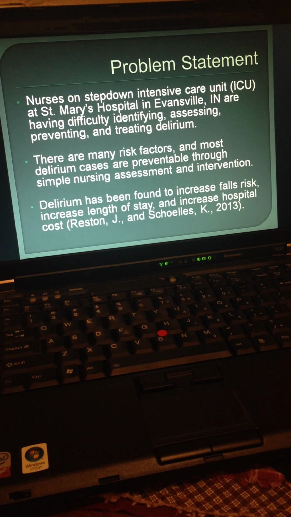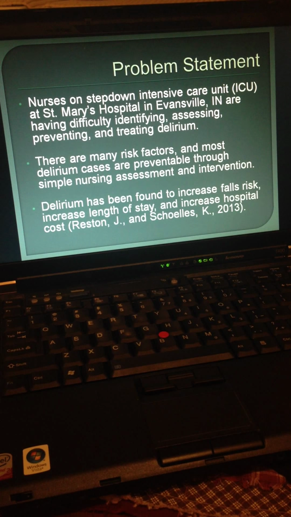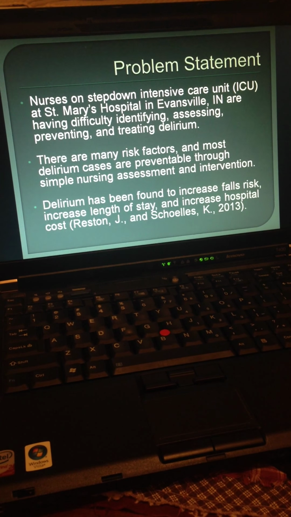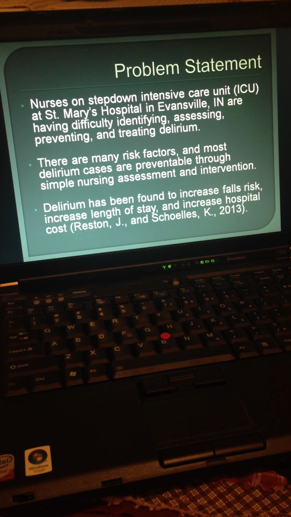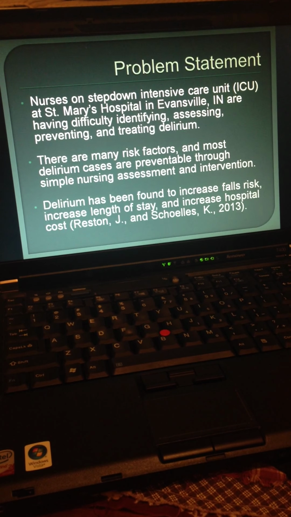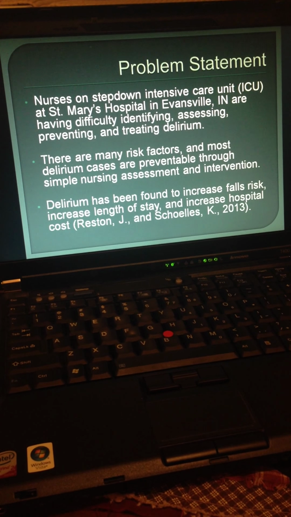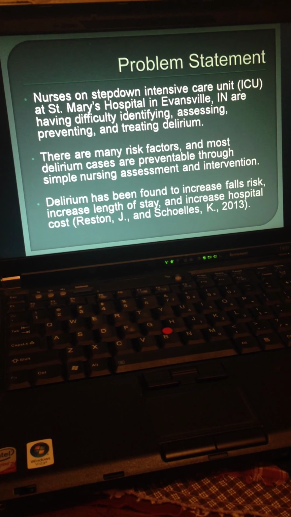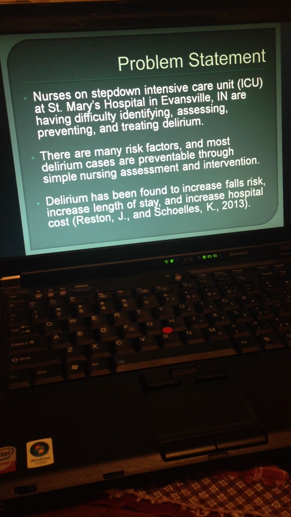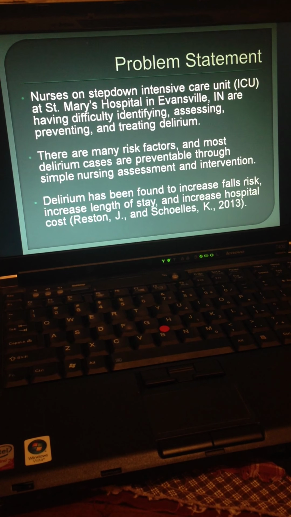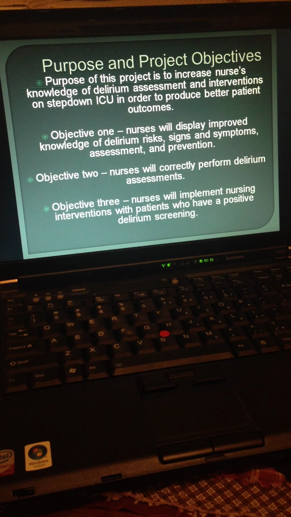My problem statement is nurses on step-down ICU at St. Mary's Hospital are having difficulty identifying, assessing, preventing, and treating delirium. There are many risk factors, and most delirium cases are preventable through simple nursing assessment and intervention. Delirium has been found to increase fall risk, increase length of stay, and increase hospital costs.